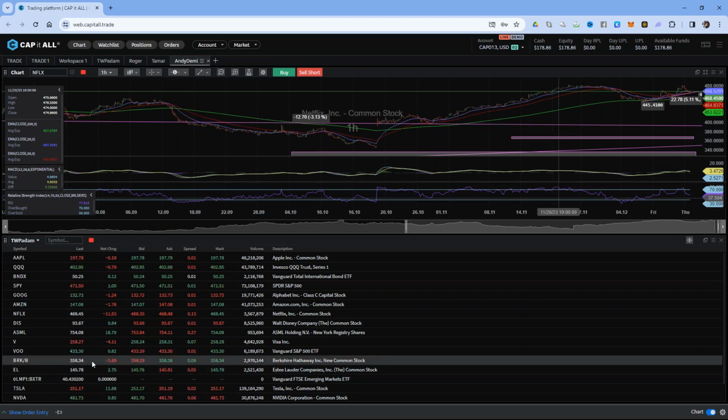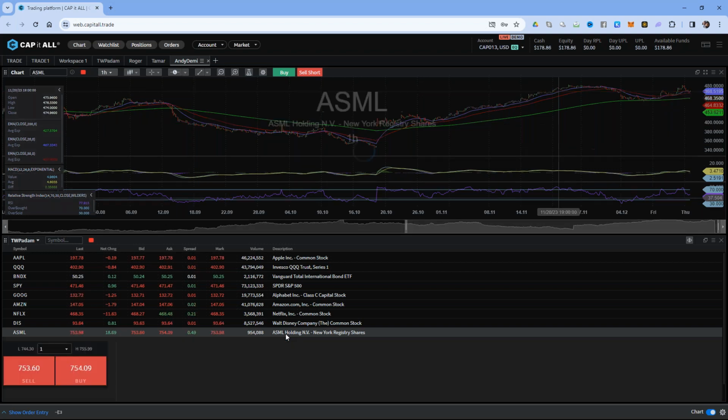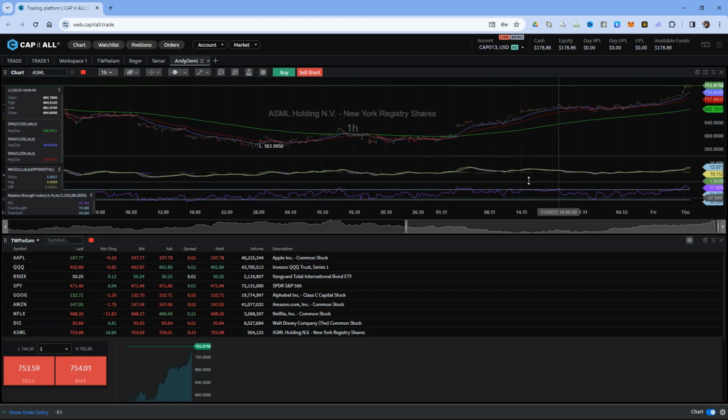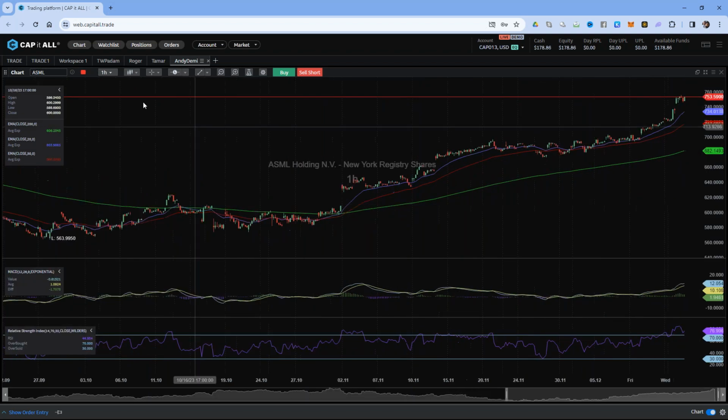Right, let's see if we can look at another one before we finish up, guys. ASML Holding. This is a really, really nice trend. Really nice trend. Look at this. I mean, that's really nice on the hourly time frame. Let's have a little look to see what the weekly looks like.